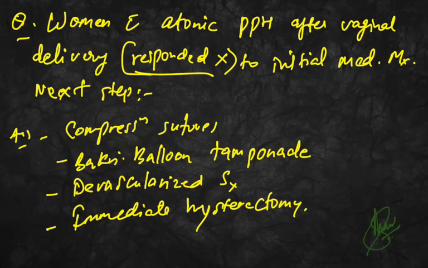A woman with atonic PPH after vaginal delivery not responding to the initial management, what is the next step? Compression sutures, no. Devascularization surgery, no, and immediate hysterectomy, no. Bakri balloon tamponade will be tried as the next step.